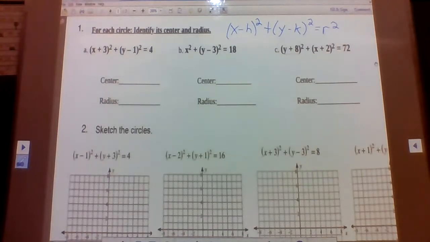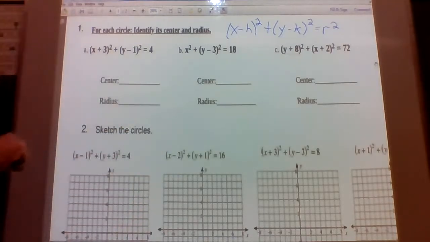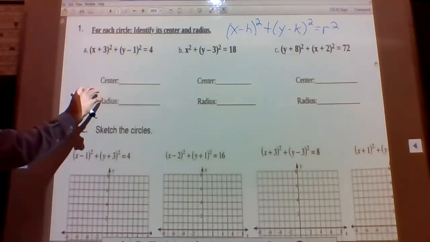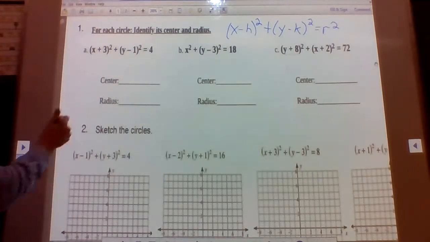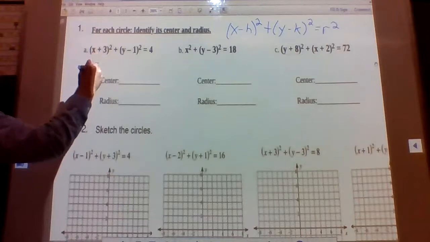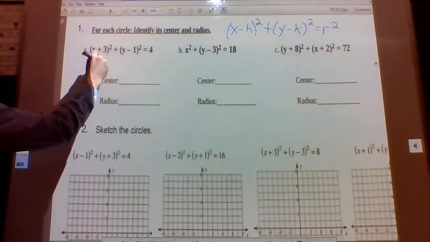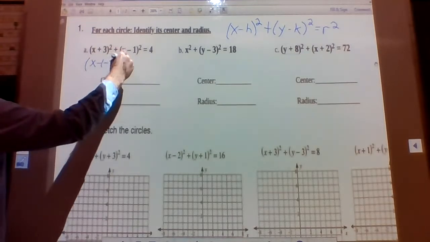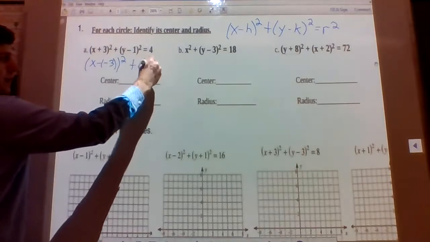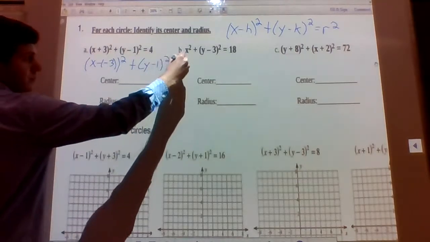In the first one, there's an easy way to think of it, but it doesn't exactly explain what's going on. And then there's a more complete way of explaining it. I'm going to do the complete way first and then the easy way second. The complete way, for conceptual understanding, is we want to put this in the same form as x minus h. So if we're going to subtract, instead of x plus 3, it's x minus a -3 squared plus y minus 1 squared equals 4.